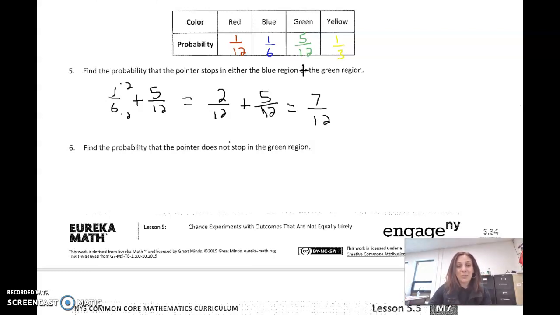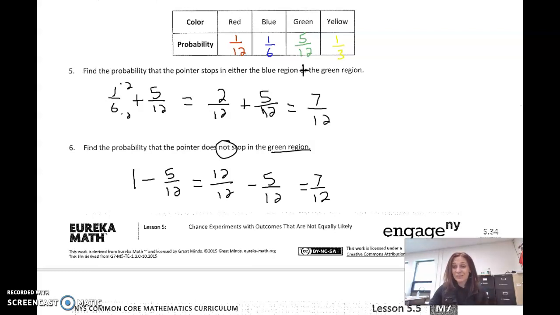Find the probability that the pointer does not stop in the green region. So we can add 1/12 plus 1/6 plus 1/3, or we can go 1 minus the green, 5/12, which is 12/12 minus 5/12, or 7/12.